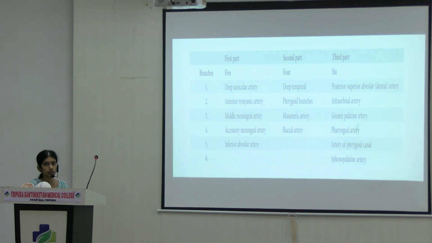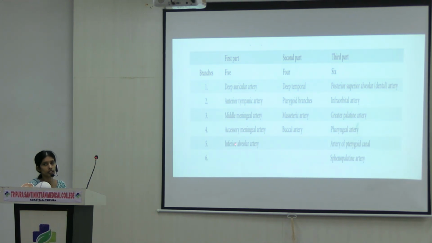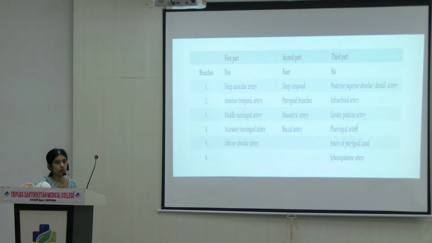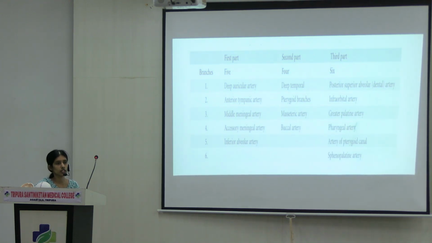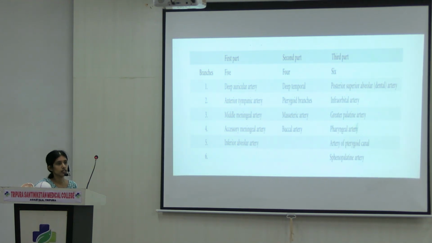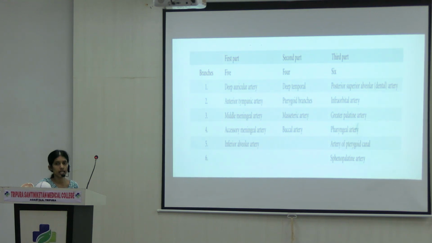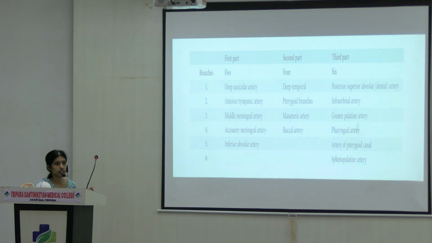So, these are the branches of your maxillary artery. Your first part will give rise to 5 branches, second part will give rise to 4 branches, and last part will give rise to 6 branches. This will be your short answers question again. Mention the branches of third part of maxillary artery, or mention the branches of first part of maxillary artery. Like this they will ask question. It is a short answer, like a 2 marks question usually.